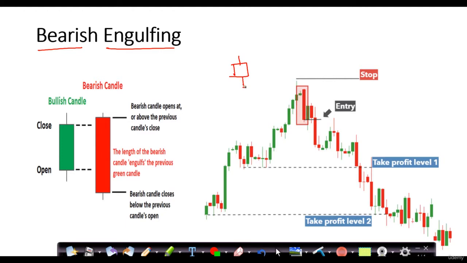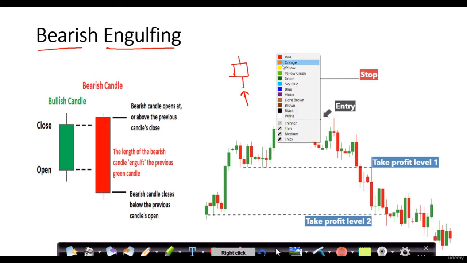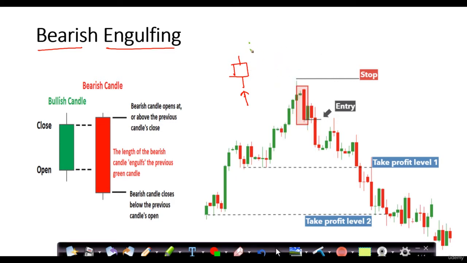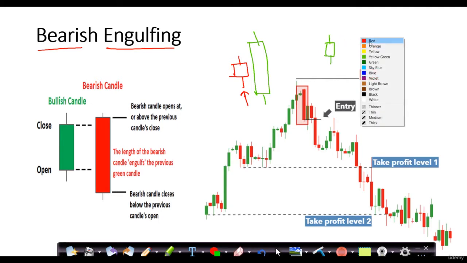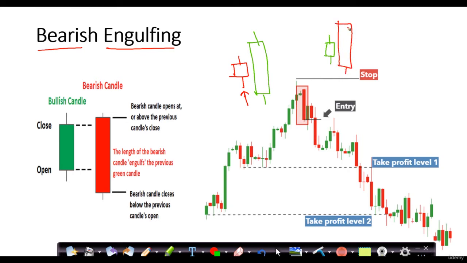I am considering this as a red candle, or bearish candle, because a red candle is always a selling candle, and the other candle is a green candle, just like this one in bullish engulfing. But in bearish engulfing, it's completely opposite. The inside candle, the child candle, we can say, is inside the red candle. This is the pattern for the bearish engulfing.